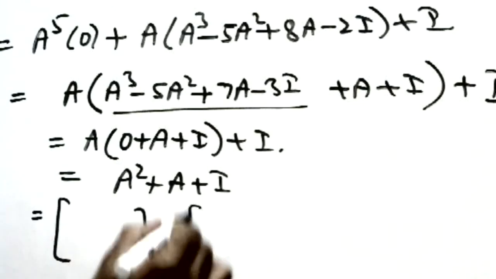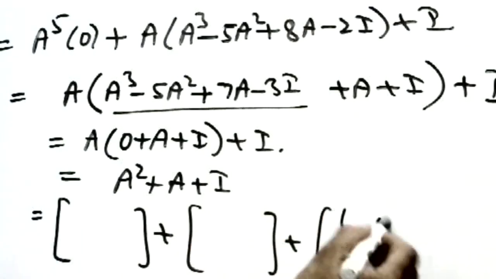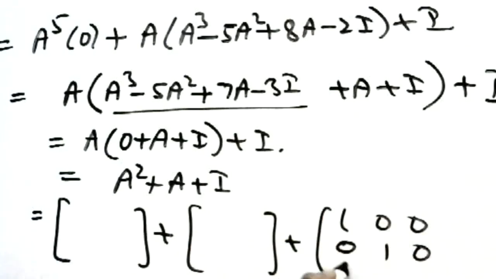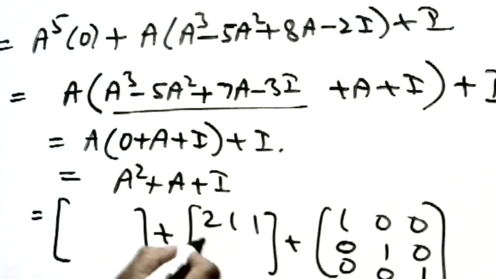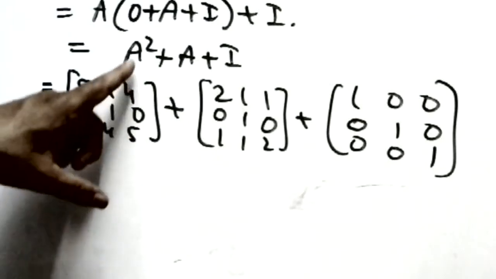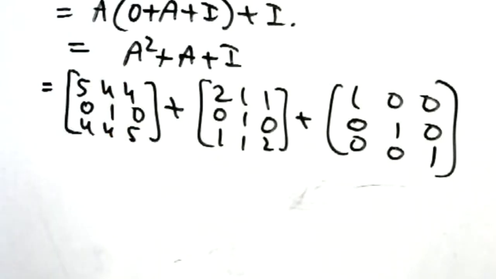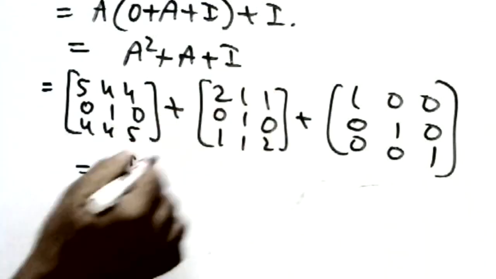Now let me substitute the values. We have already found the values of A square, A and I. I is 1 0 0, 0 1 0, 0 0 1. The value of A is 2 1 1, 0 1 0, 1 1 2. Now let me find A square. You can find the A square from the calculation and substitute the value. I wrote the value of A square from the calculation. Now let me just add the first terms.